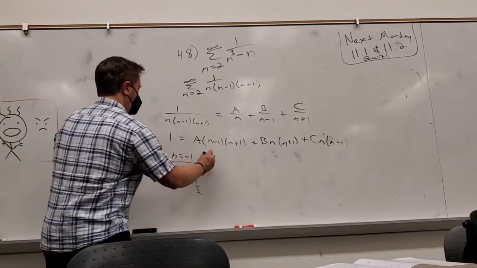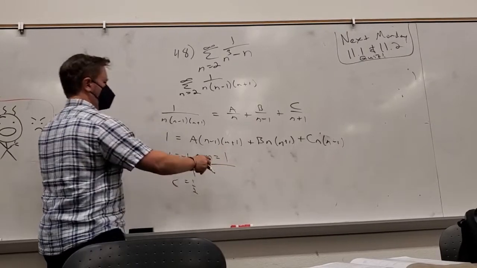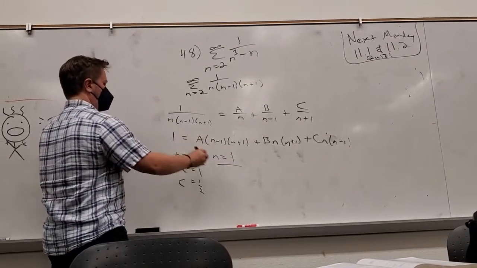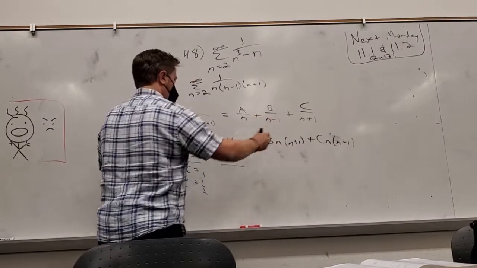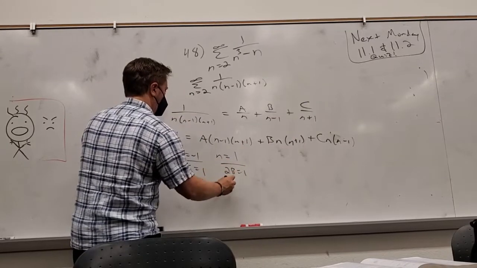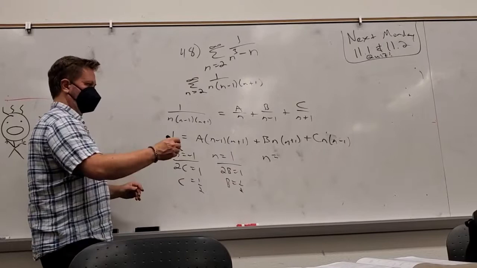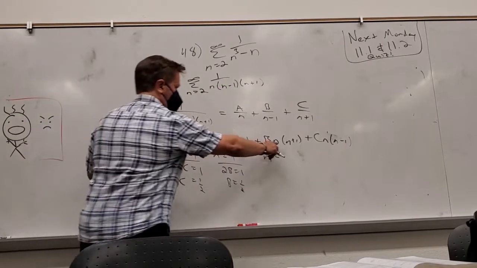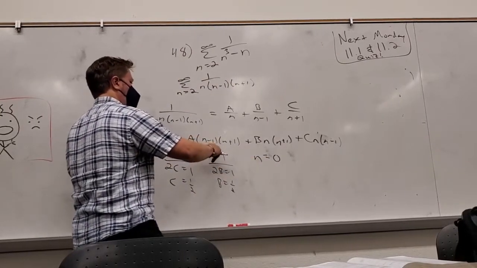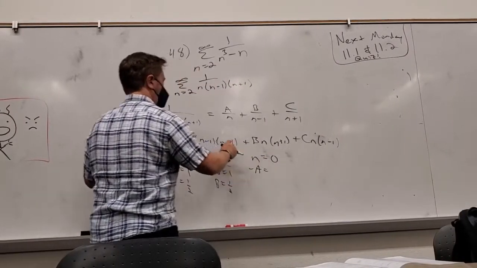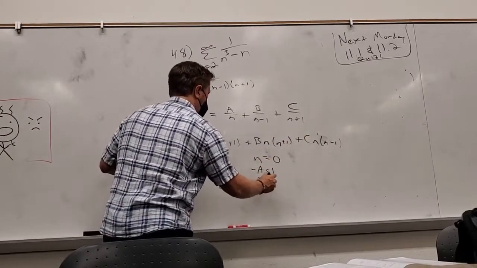Okay. And if n is 1, we'll get 1 equals 0 plus 2b plus 0, so I get 2b equals 1. B is 1/2. And then if n is 0, because that'll kill 2 things, I'll get negative a. Is that cool? 1 times -1. Negative a equals 1. These guys die, so I get a is -1.